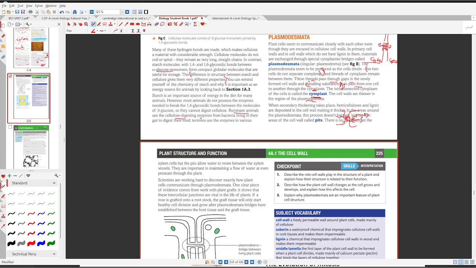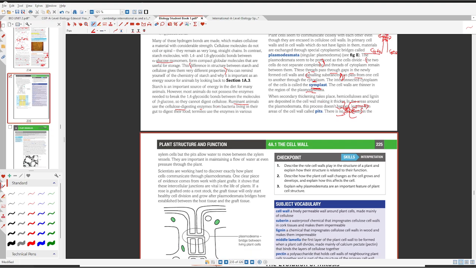When you have your secondary thickening, hemicelluloses and lignin are deposited, making it thicker, and the process doesn't happen everywhere, leaving thin areas. So wherever you had plasmodesmata, after the secondary cell wall is made and hardened, all you have is a kind of dip, which is called a pit. It still says that things can move there.